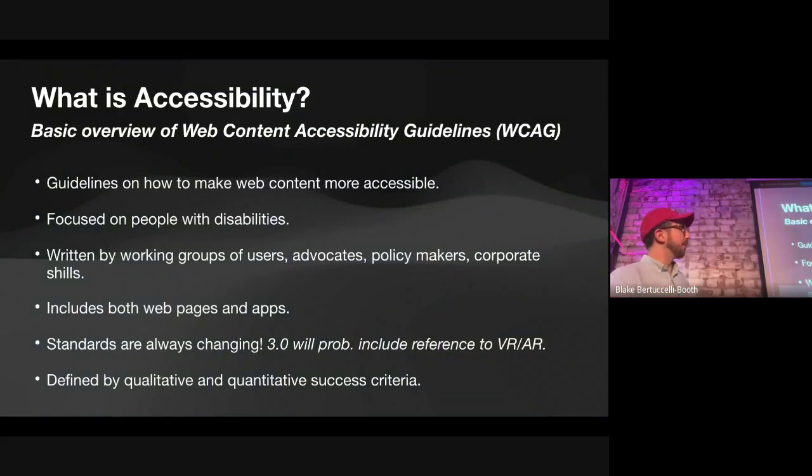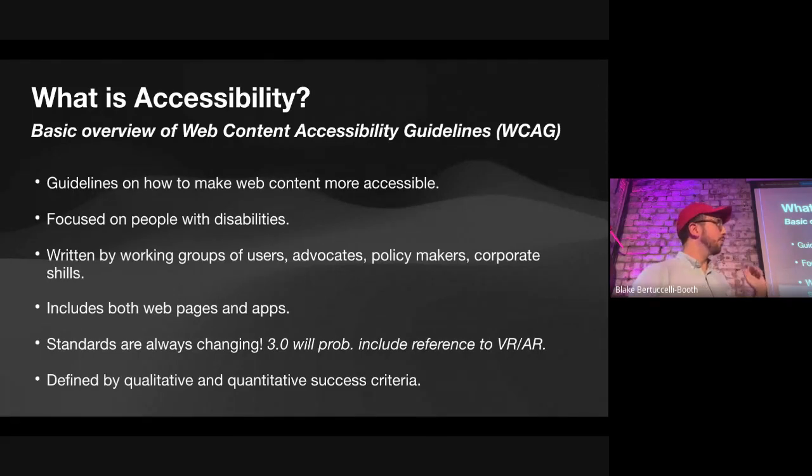So what is accessibility? The basic overview, again, I put up those standards. The WCAG standards, the Web Content Accessibility Guidelines, are guidelines to make content more accessible. So they're what a governing body has decided and said, these are some guidelines that we can say, if you follow these, your site can be called accessible. It's focused on people with disabilities. So there's a lot of different types of access issues. Internet speed is another one. People living in poverty have many, many issues. But the WCAG is focused on people with disabilities.